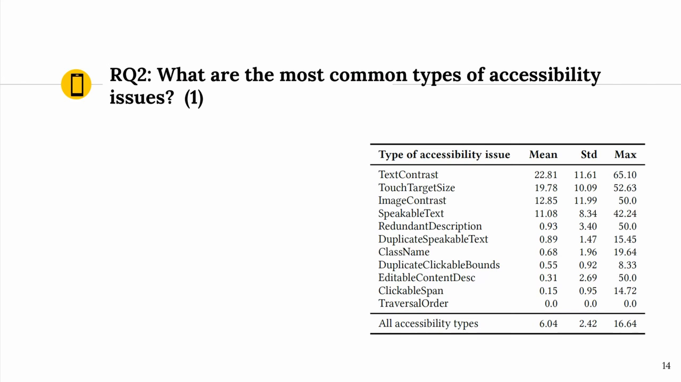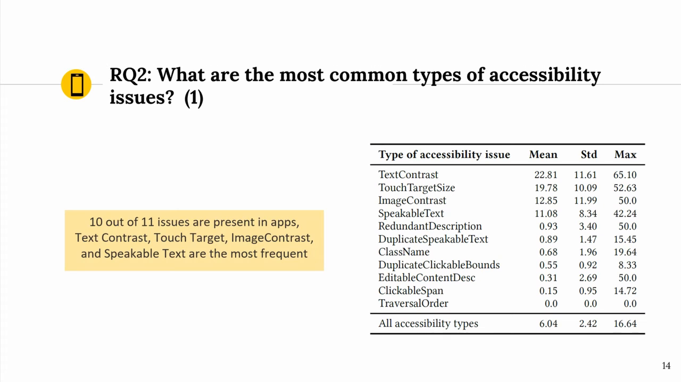So in this RQ, we try to find the most common types of accessibility issues. This table shows that 10 out of 11 issues that we considered are present in apps, and we can clearly see that some issues are more common than others, like the first four in the table.